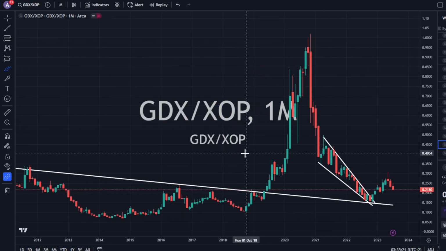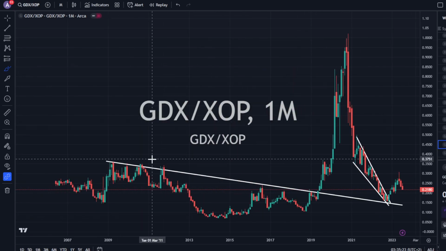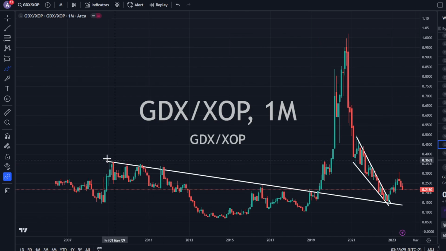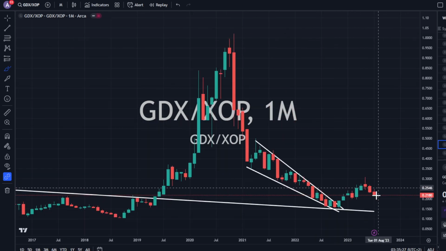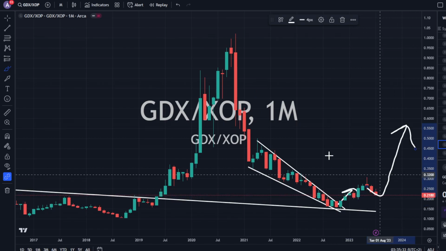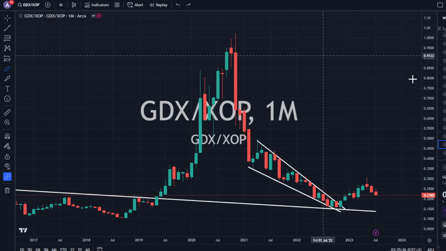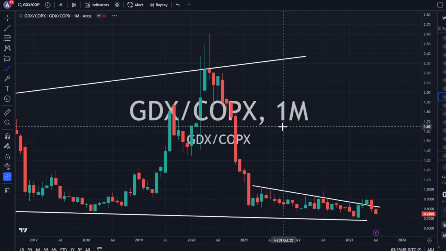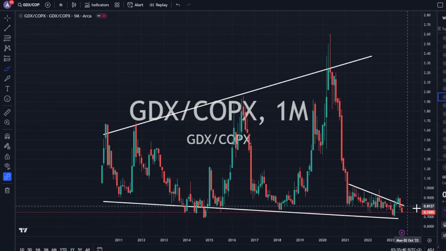GDX versus XOP. As weird as it sounds, GDX looks good. We've got the broken down trend line, and we've broken that to the upside here into 2022, and we're just getting a little return move, and I think this is going to head higher. So GDX still looks really good. GDX versus COPX. GDX is incredibly cheap. It's in no man's land down here.